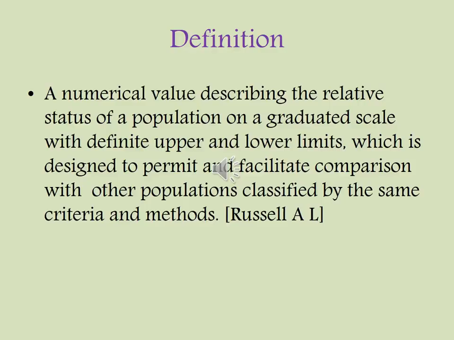So we will see the definition of an epidemiological index. It is a numerical value describing the relative status of a population on a graduated scale with definite upper and lower limits, which is designed to permit and facilitate comparison with other populations classified by the same criteria and method. This is the definition given by Russell A.L.